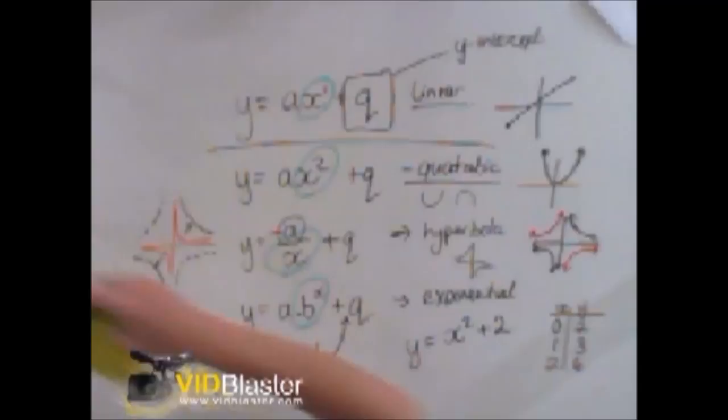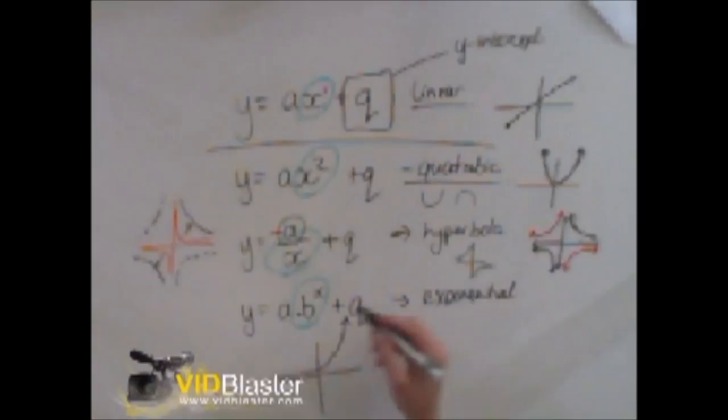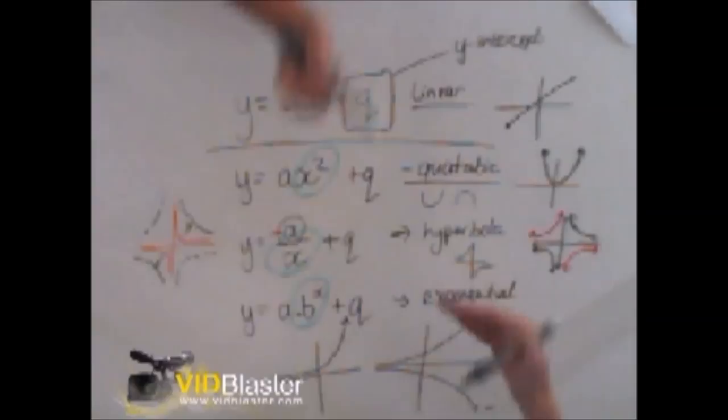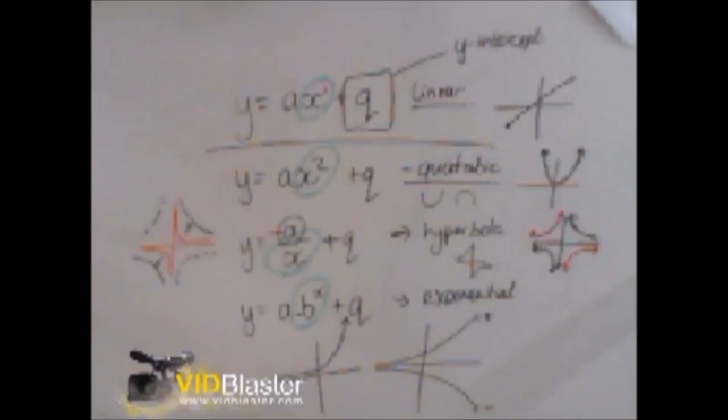The exponential graph over here has a few aspects. It's got A and B and Q. A often tells us if it's positive or negative, and that is purely defined by the direction it's traveling from left to right.